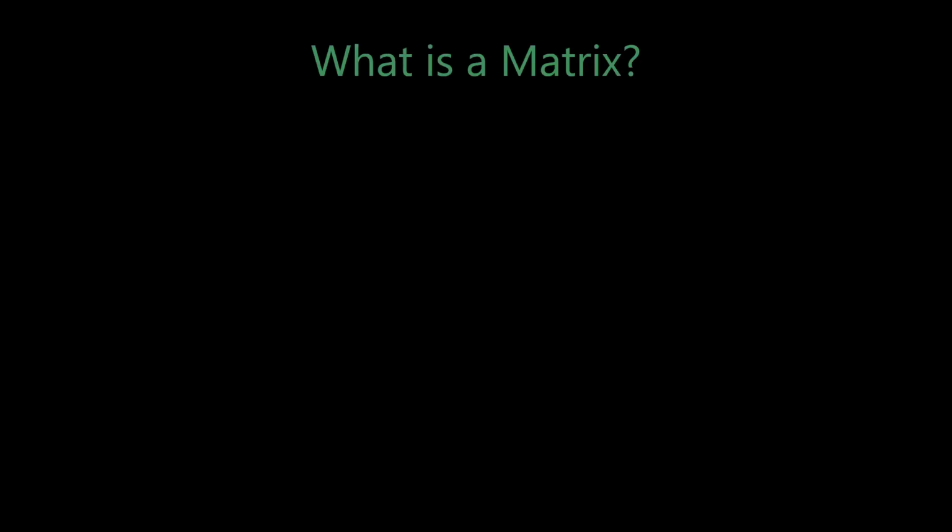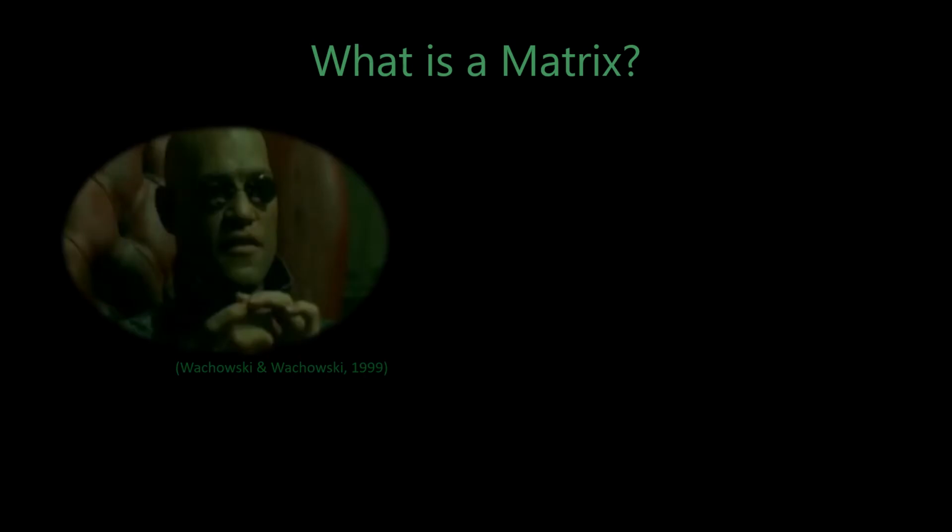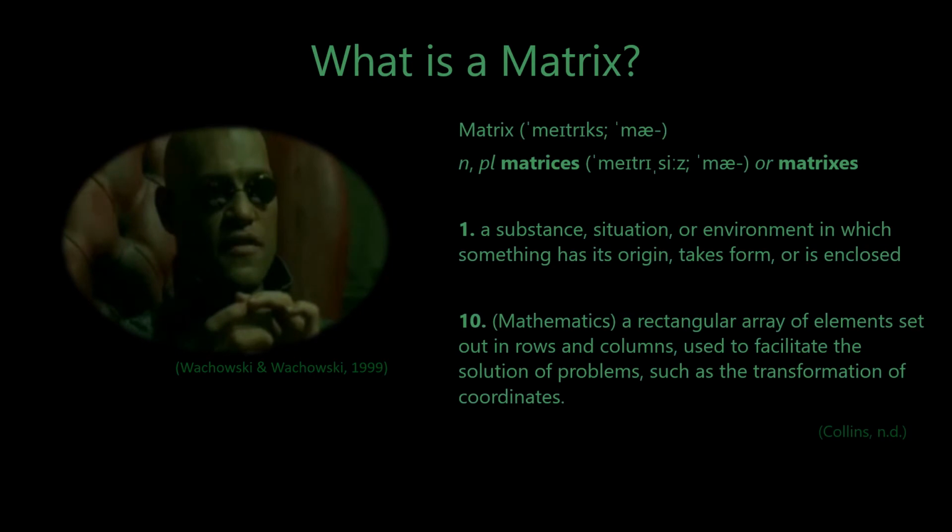So, what is a matrix? Do you want to know what it is? A matrix is a substance, situation, or environment in which something has its origin, takes form, or is enclosed. In mathematics, it's a rectangular array of elements set out in rows and columns used to facilitate the solution of problems, such as transformation of coordinates.